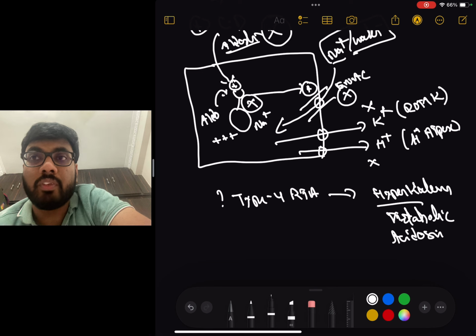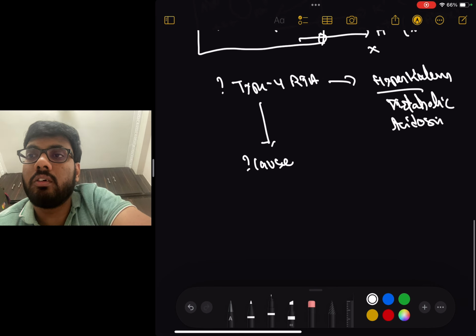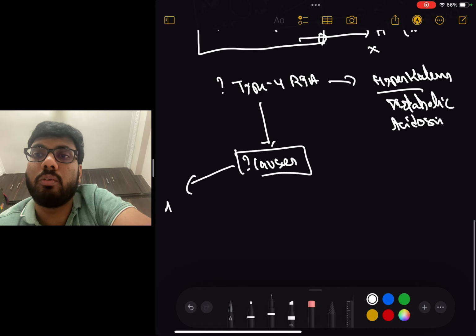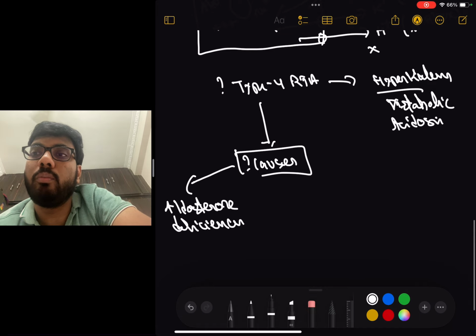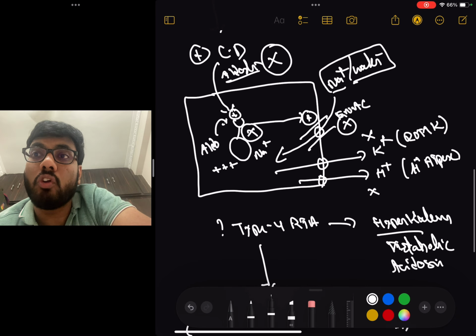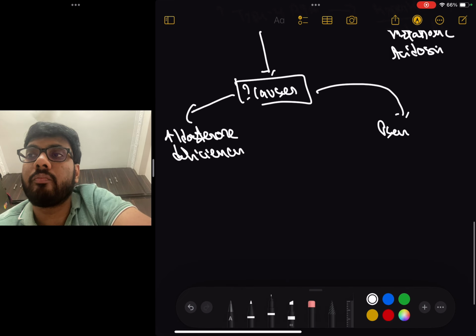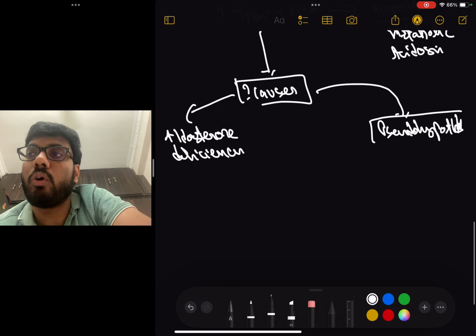Correct. This is one reason. So the causes of type 4 RTA could be aldosterone deficiency, or it could be due to pseudohypoaldosteronism. That means aldosterone is there, but it is not acting on the aldosterone receptor, or there is a defect in the ENaC channel. That is called pseudohypoaldosteronism.